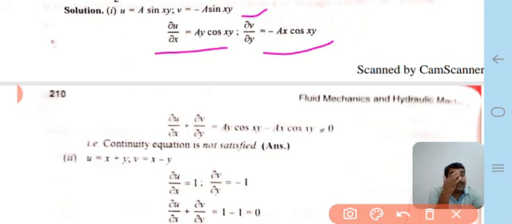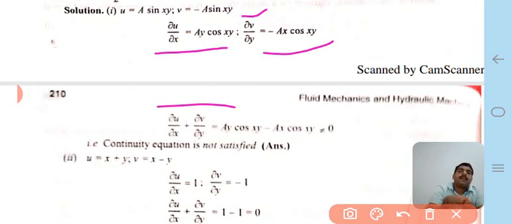Therefore, applying the two-dimensional continuity equation, that is del u upon del x plus del v upon del y is equal to 0, and putting in the values we calculated above for del u upon del x and del v upon del y, we have a y cos xy minus a x cos xy, which is not equal to 0. That is, the continuity equation is not satisfied, and therefore this fluid flow is not a continuous flow.